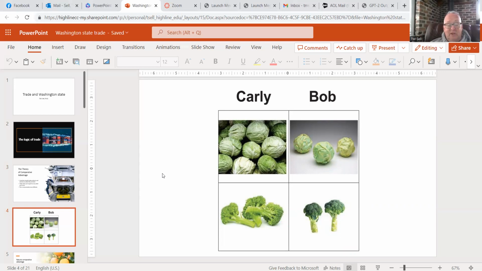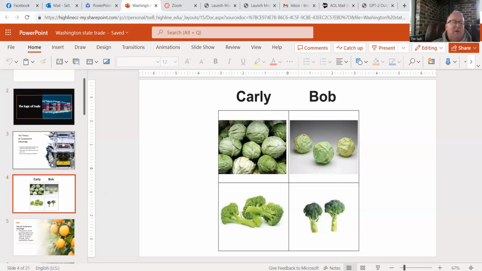However, if she's smart, she should make cabbage because she gives up less to make cabbage than if she, say, made broccoli. She shouldn't do both. She should do one or the other. That puts Bob in a slightly different situation than we might expect because Bob now has a comparative advantage in broccoli because he gives up much less in terms of cabbage if he chooses broccoli. So Carly should make cabbage and Bob should make broccoli. That's the logic of the theory of comparative advantage.